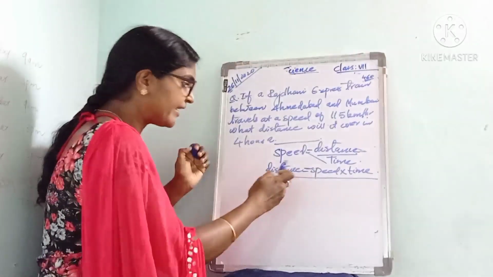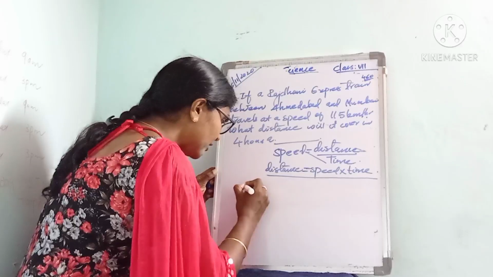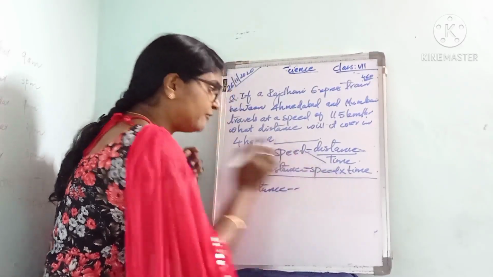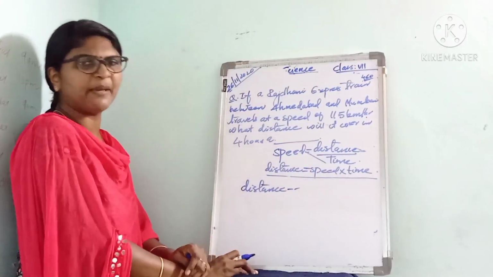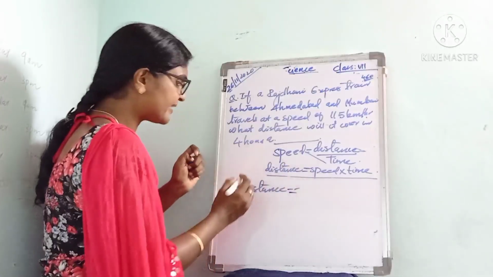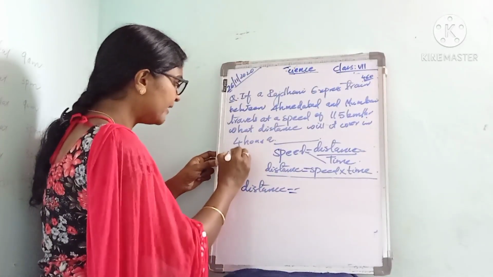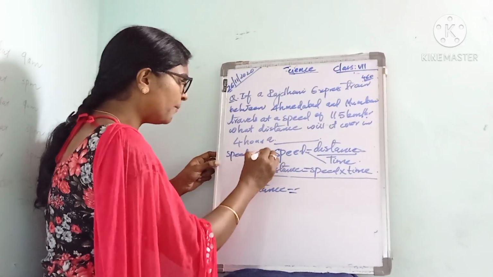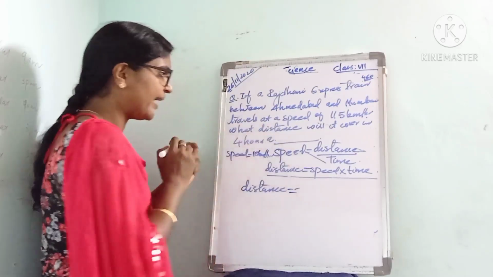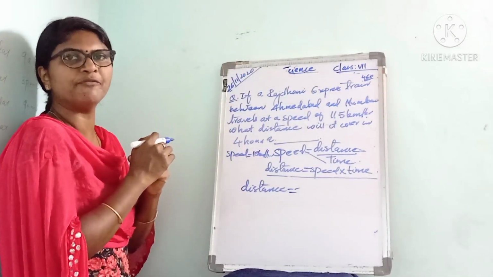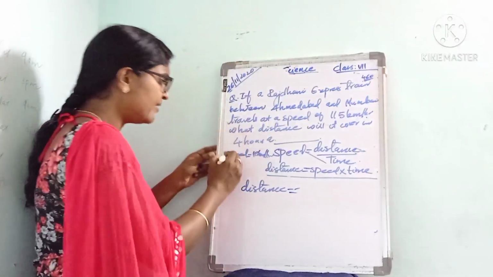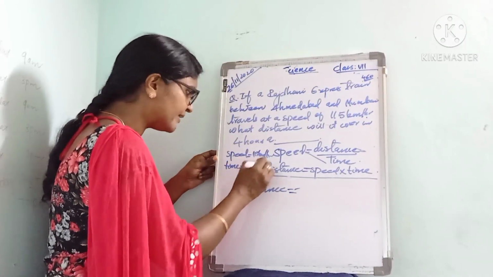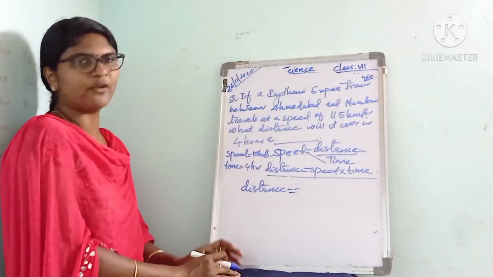So you know the equation: distance equals what? Speed into time. That we have to write first. Distance equal to speed into time. Then the speed is given. The speed of the train is equal to 115 km per hour. And the time is 4 hours.